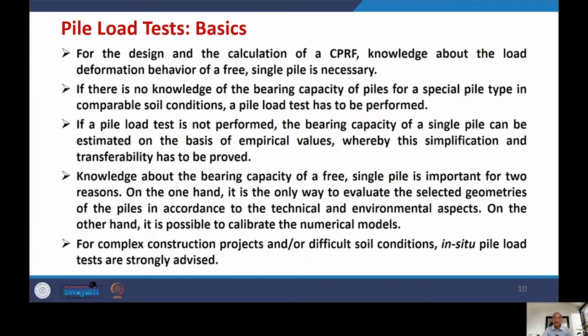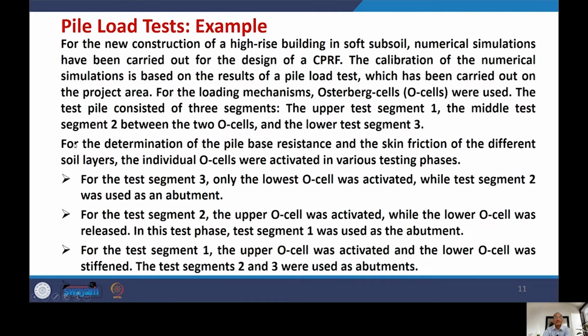For complex construction projects with difficult soil conditions, in-situ pile load tests are strongly advised. So as far as possible, one should go for pile load tests. Now, to conduct the pile load test, let's discuss one example where, for the new construction of a high-rise building in soft subsoil, numerical simulations have been carried out for the design of a CPRF. And the calibration of the numerical simulation is based on the results of a pile load test, which has been carried out on the project area.